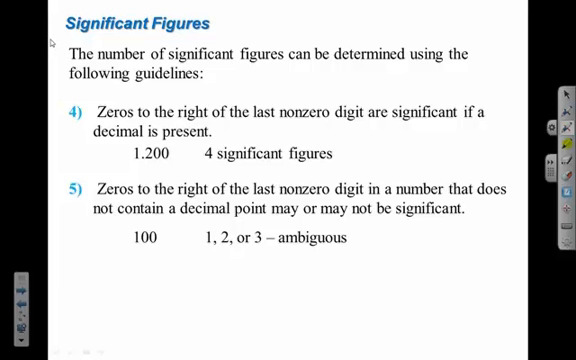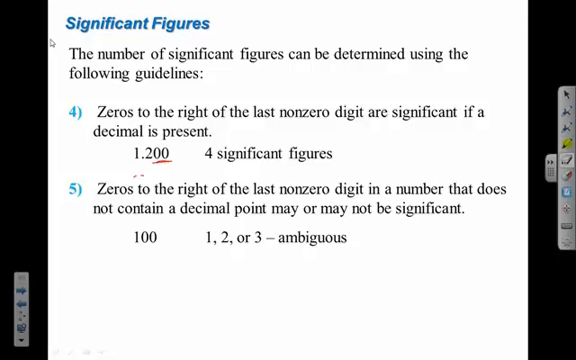If your zeros are to the right of a non-zero digit, then they are significant if there's a decimal shown. The zeros do not have to be to the right of the decimal. They just have to be to the right of the non-zero digit. So in this case, these zeros are significant.